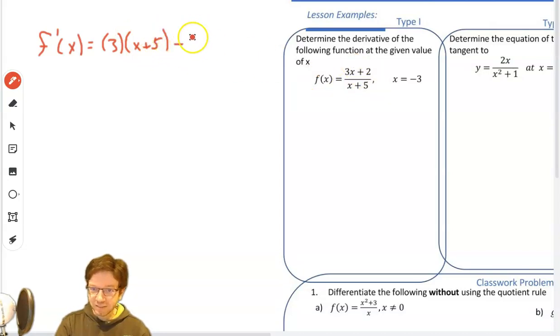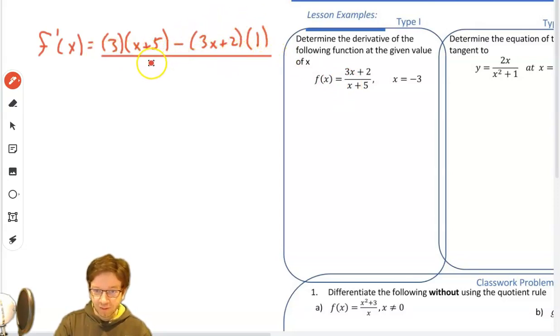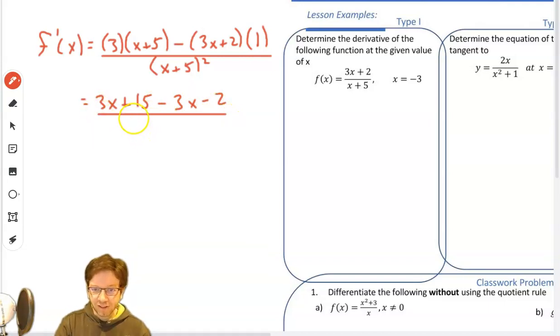Then we're going to subtract the numerator, 3x plus 2, and multiply by the derivative of the denominator, which is just 1, right? X plus 5. The 5 will be 0, and the x is just 1. And then divide it by the denominator squared. And we're just going to clean it up a little bit. So we'll expand the numerators to give us 3x plus 15 minus 3x minus 2 all over x plus 5 squared.